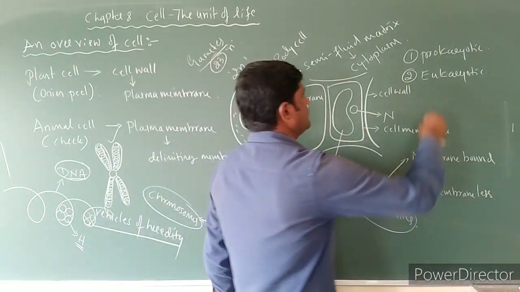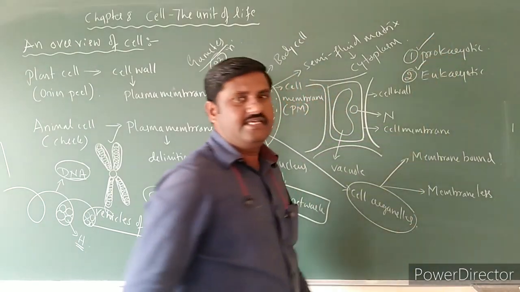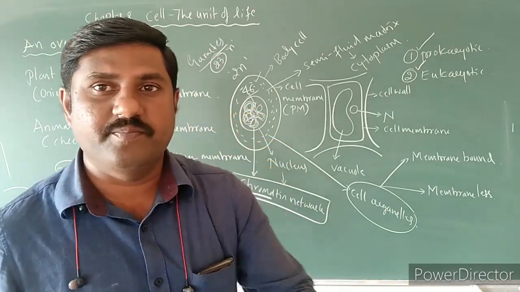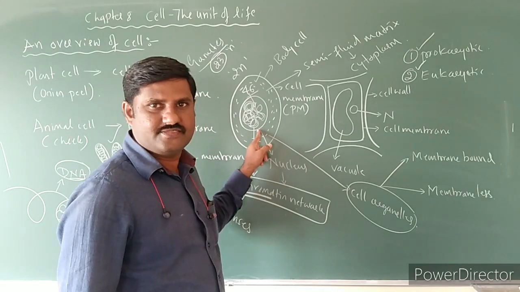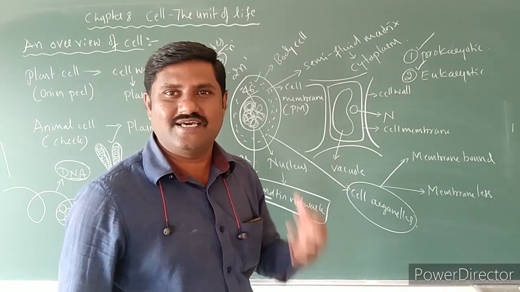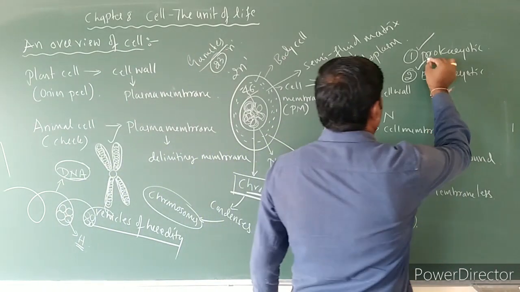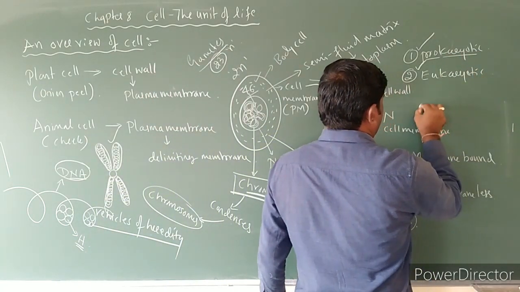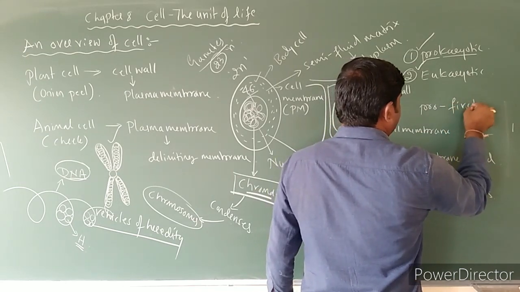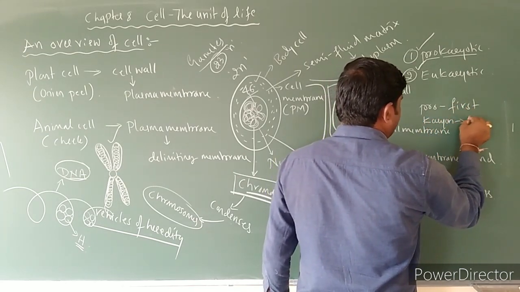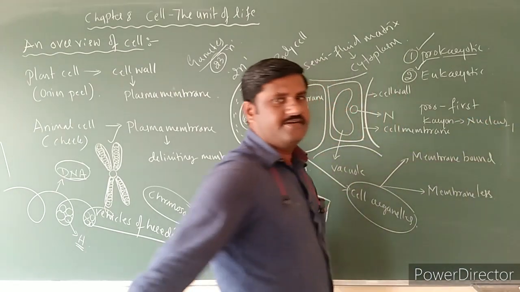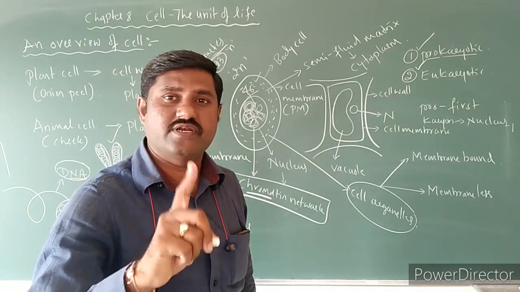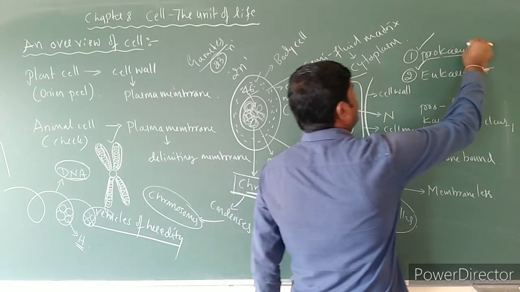So like this, prokaryotic cell is one type of cell, eukaryotic cell is another type of cell, based on the presence or absence of a membrane around the nucleus. See here, the name itself suggests what kind of cell it is. Pro means first, karyon means nucleus. The first formed nucleus doesn't have a nuclear membrane. That kind of cell without a nuclear membrane is called a prokaryotic cell.